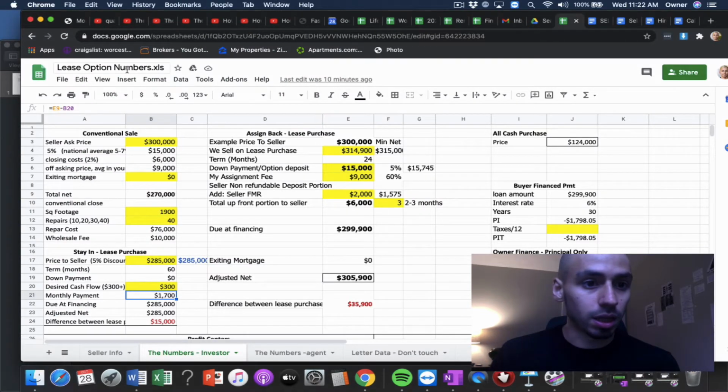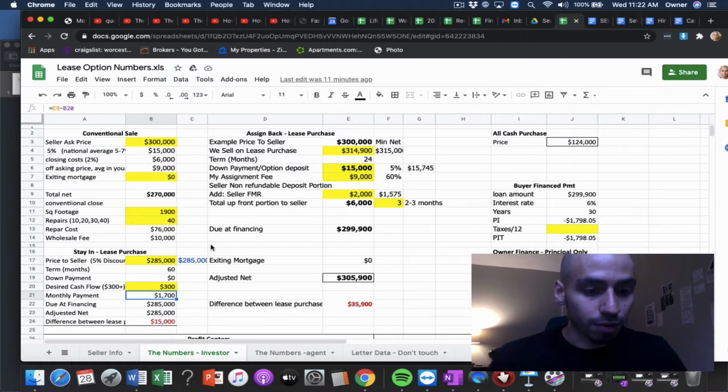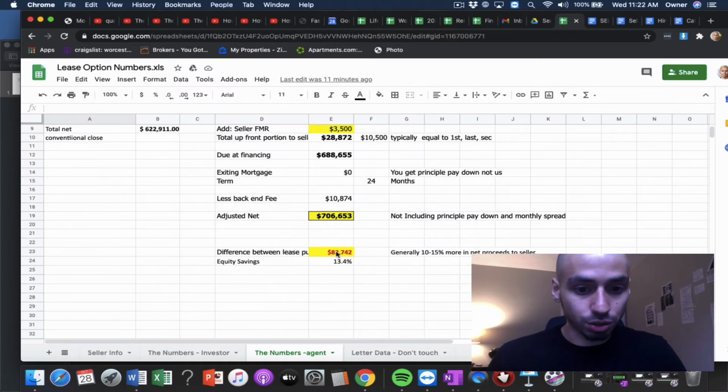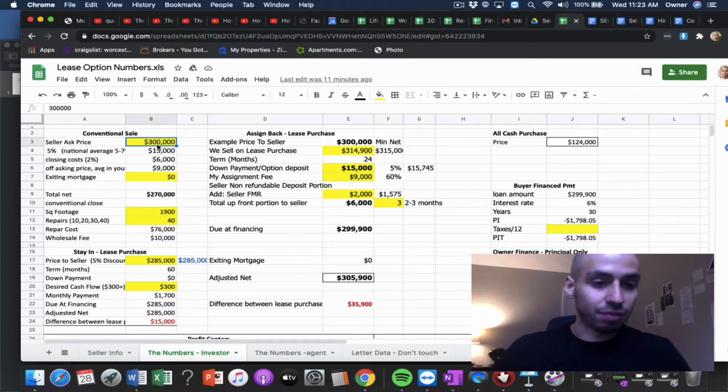This is the spreadsheet that I use. So I first put the seller's info here, and then I have the numbers here. Now I used to do these as an agent as well, so that's just the agent spreadsheet, but we are going to use the investor spreadsheet. All right, so let's say the seller is asking $300,000, which in my area, again, $300,000 is kind of an average. And this is a conventional sale here, so I just have these numbers already.